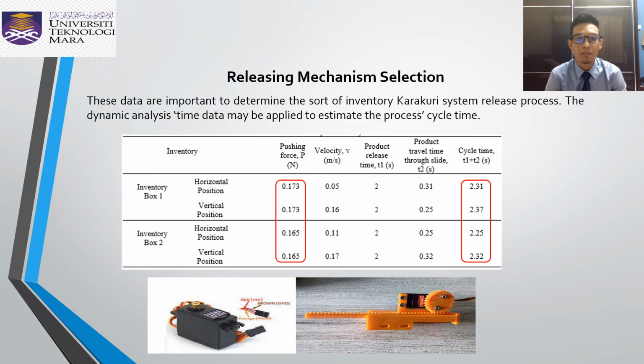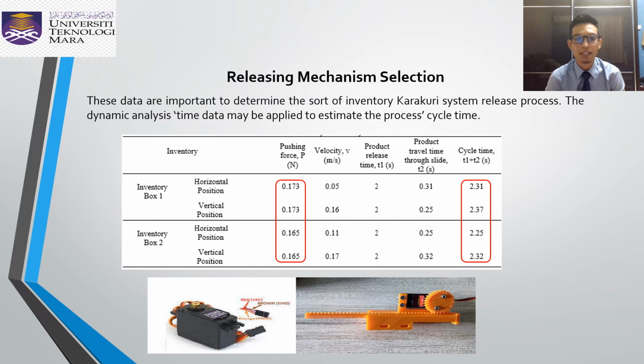Next, based on dynamic analysis, the force needed to push the box from inventory box 1, which is the bottom part, is 0.173 Newton, and inventory box 2 for the top part is 0.165 Newton. The product release at T1 is fixed as 2 seconds. Lastly, the cycle time for box transfer to assembly line for inventory box 1 is 2.31 seconds and 2.37 seconds, whereas for inventory box 2 it is 2.25 seconds and 2.32 seconds.